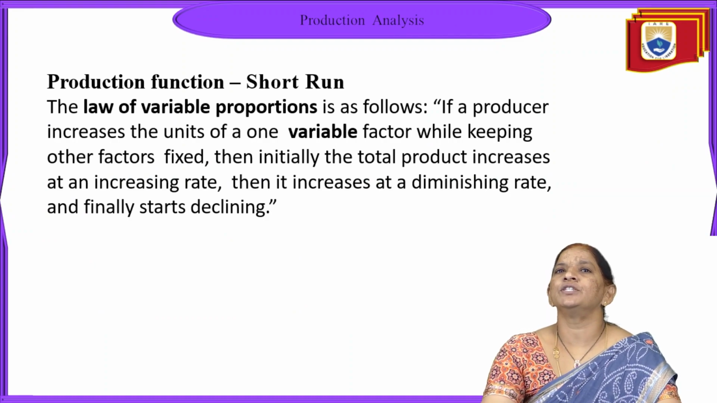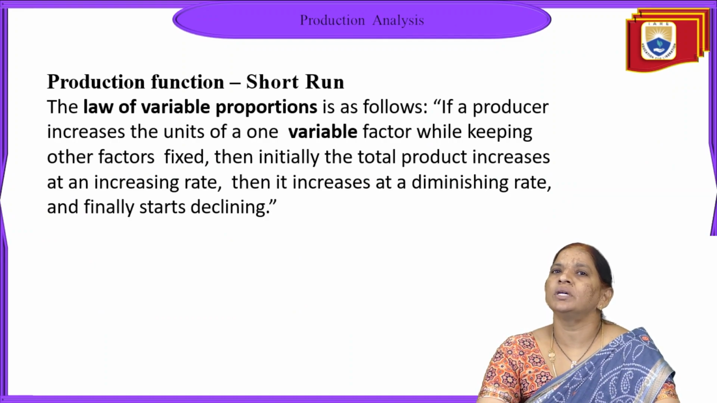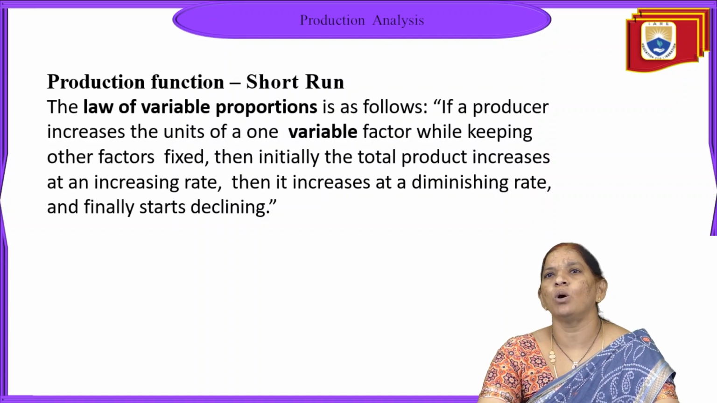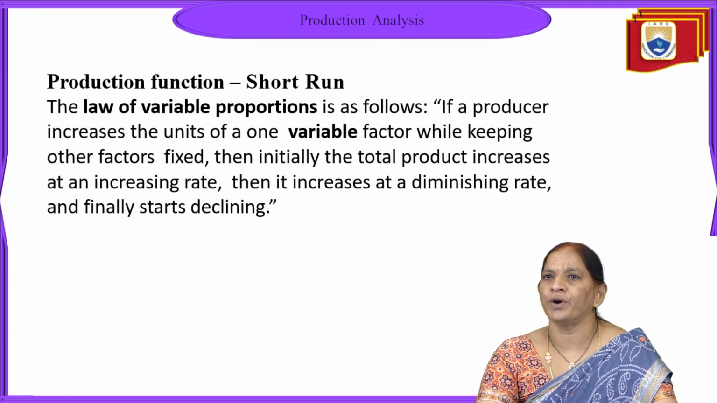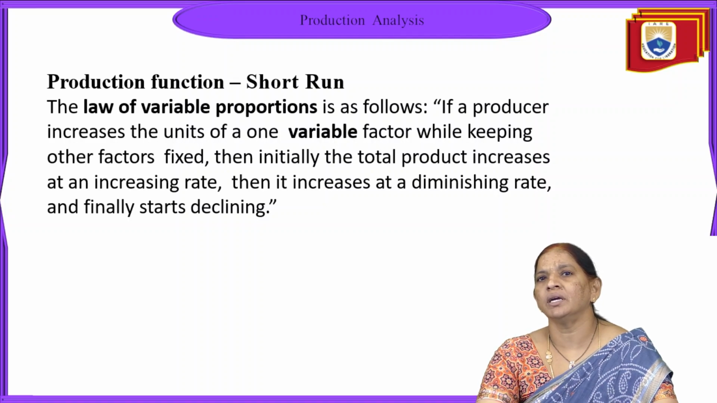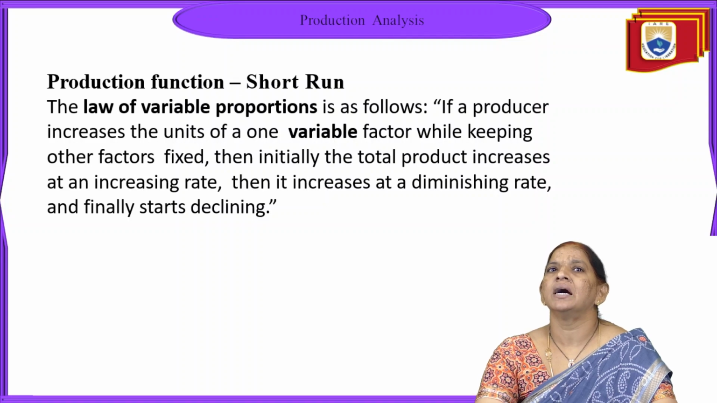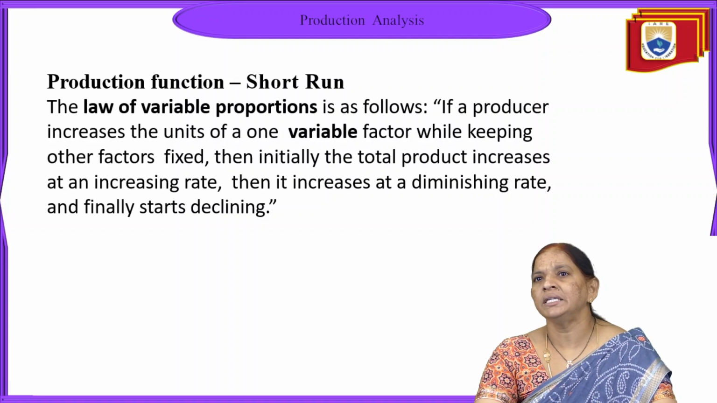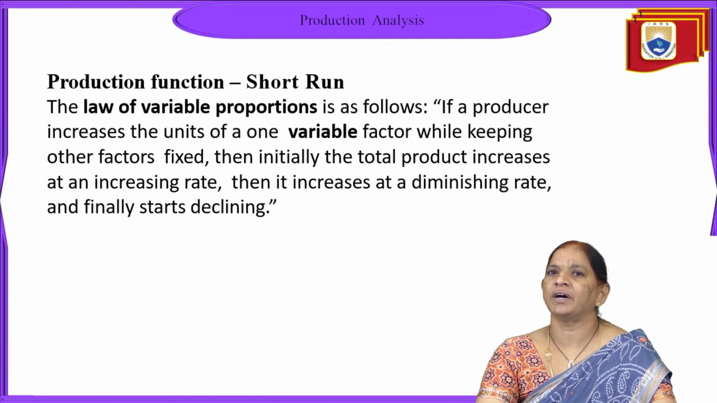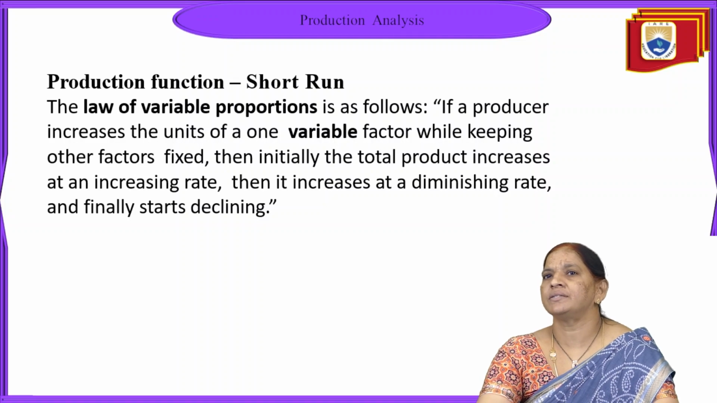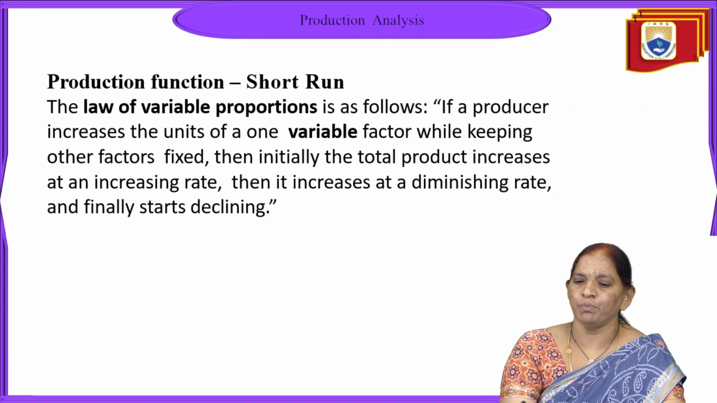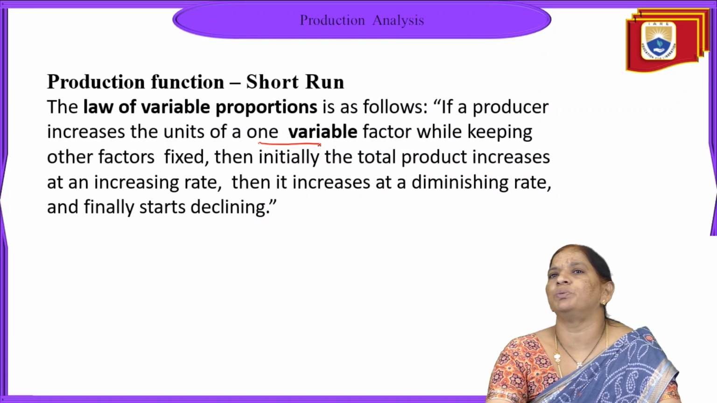Next, in the case of the short run production function, it is the law of variable proportions. This law states that if the producer increases the units of one variable factor while keeping other factors fixed, then initially the total product increases at an increasing rate, then it increases at a diminishing rate, and finally starts declining. So the short run production function says that only one factor is variable and all other factors should be constant.